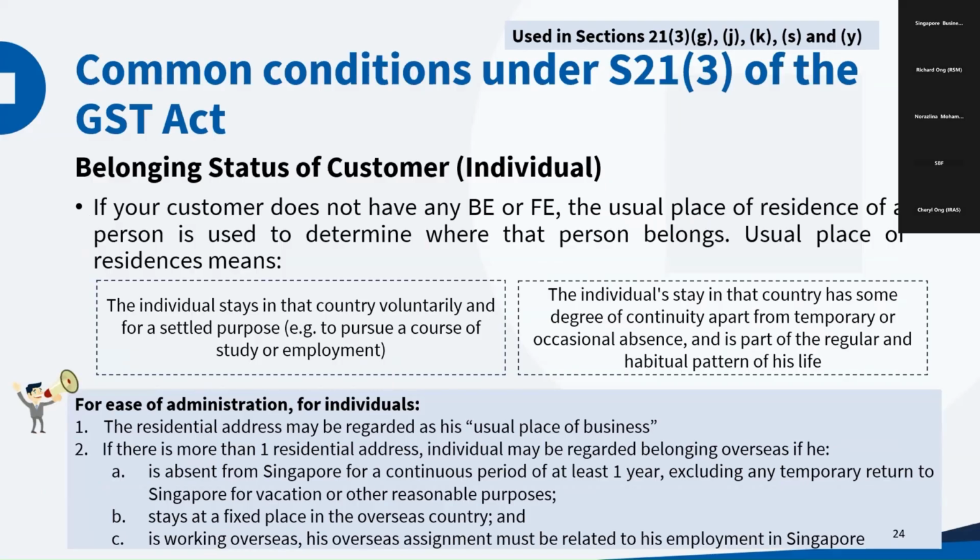For an individual customer, the usual place of residence is used to determine where they belong. For ease of administration, we usually use the residential address as their usual place of business. If there is more than one residential address, the individual may be regarded as belonging overseas if he is absent from Singapore for a continuous period of at least 1 year, excluding any temporary returns to Singapore for vacation, and the person stays in a fixed place in the overseas country, and he is working overseas because of an overseas assignment, and the overseas assignment must be related to the employment in Singapore.